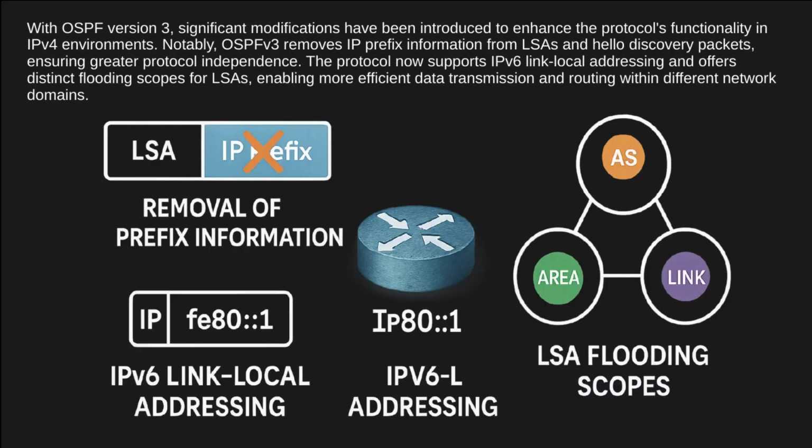With OSPF version 3, significant modifications have been introduced to enhance the protocol's functionality in IPv4 environments. Notably, OSPFv3 removes IP prefix information from LSAs and hello discovery packets, ensuring greater protocol independence. The protocol now supports IPv6 link local addressing and offers distinct flooding scopes for LSAs, enabling more efficient data transmission and routing within different network domains.